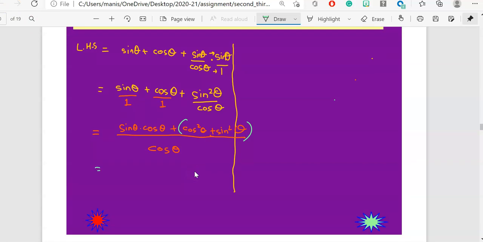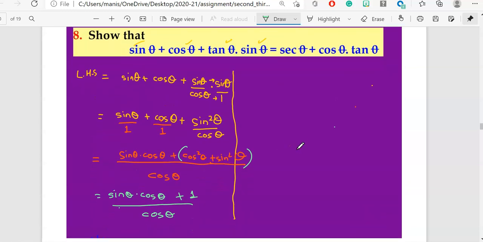So now the next step looks like this: sine theta, no, there's a plus sign over here. Plus, this is a plus. No, it is times only. I'm sorry. Sine theta times cosine theta plus 1 over cosine theta. So let's see if we can do something else over here.